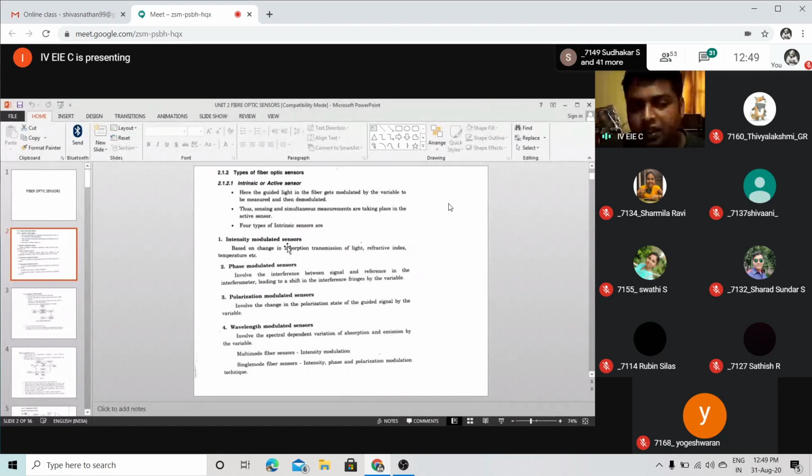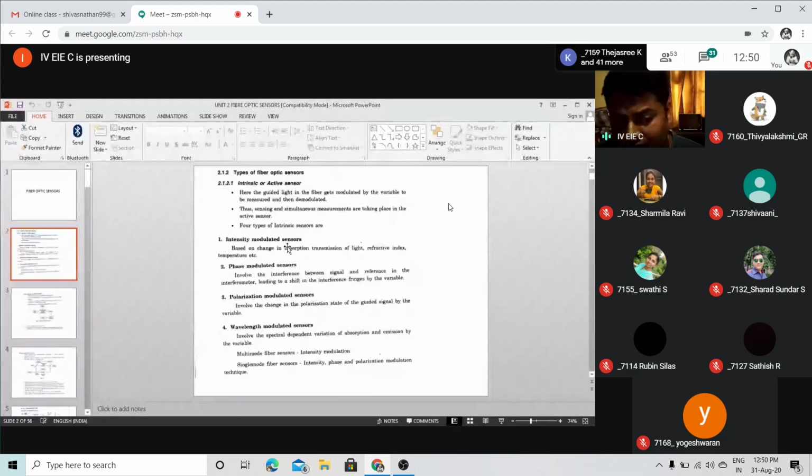Okay, am I making this clear for you? So what you need to understand is, in multi-mode fiber sensors, only intensity modulation can be measured. Whereas in single mode fiber sensors, I could measure intensity, phase, and polarization modulation also. Okay, is that clear? And you can also include wavelength modulation in single mode fiber sensors. So this completes your basic types of fiber optic sensors, under which are intrinsic or active sensors.